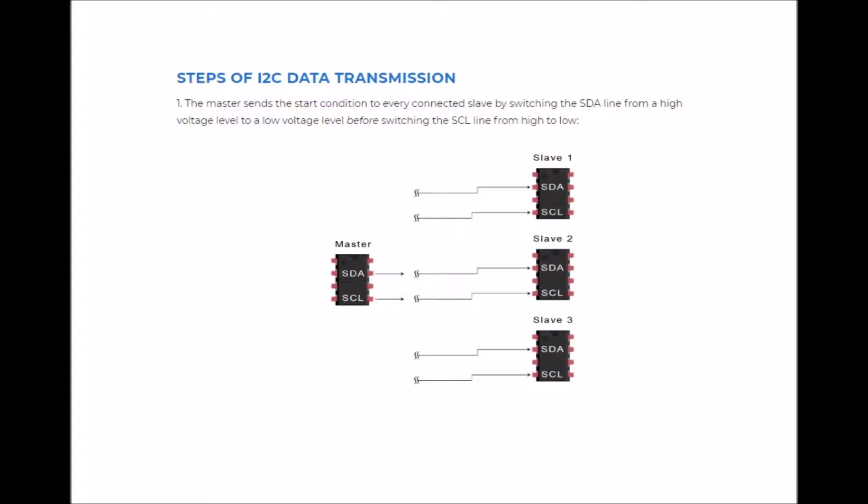Steps of the I2C data transmission. The master sends the start condition to every connected slave by switching the SDA line from a high voltage level to a low voltage level before switching the SCL line from high to low. Here's a picture which shows the master, which shows two lines within the master, SDA and SCL. And then I guess each slave has an SDA and SCL line.